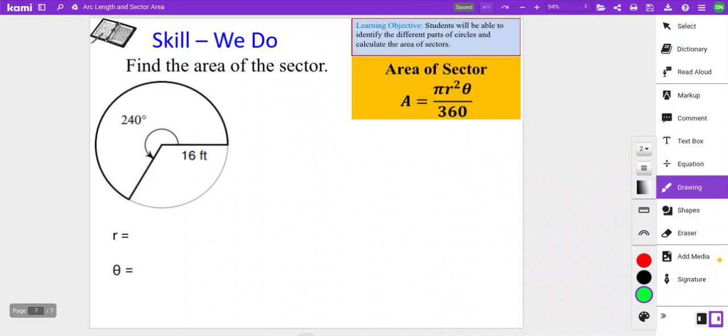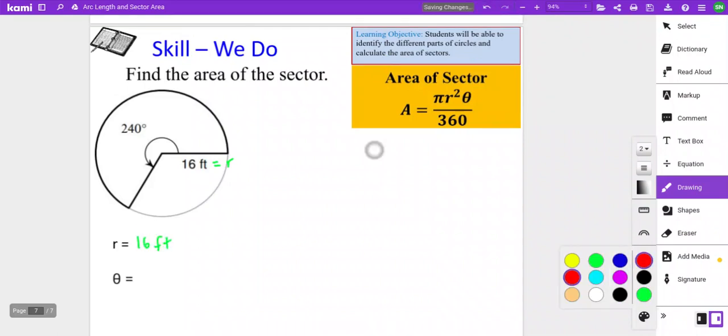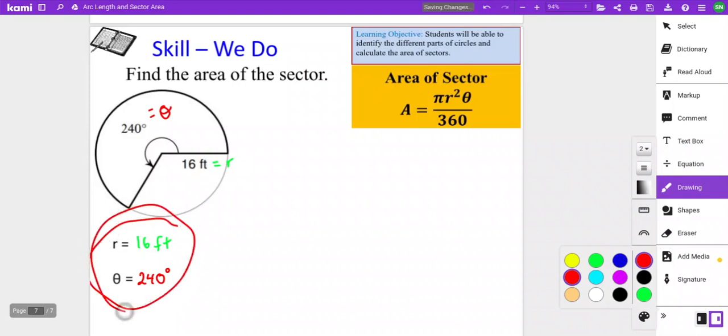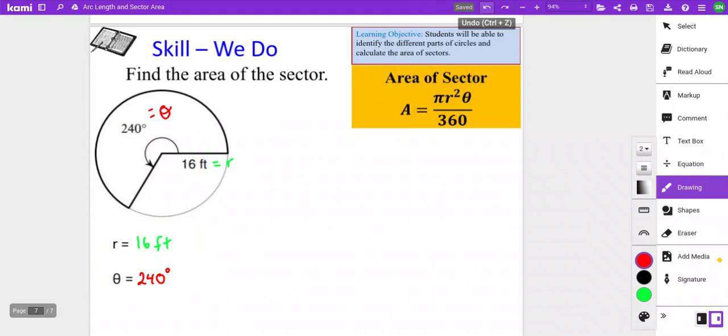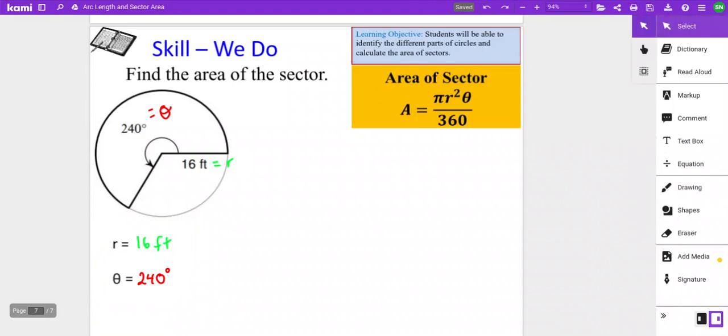So we're given that 16 feet is the radius. And we're also given that the central angle is 240 degrees. We're going to use theta for the central angle. Sometimes you're not given the visual, you're just given this information right here, which would be the same thing since we're going to use those numbers and plug them into the formula.